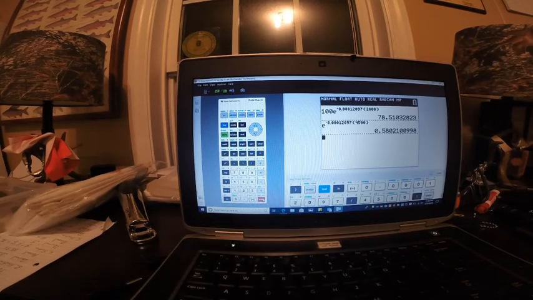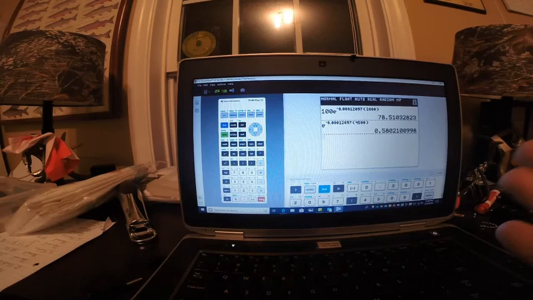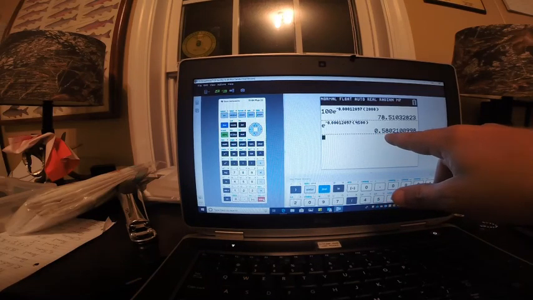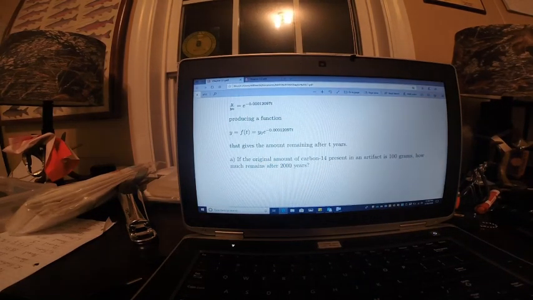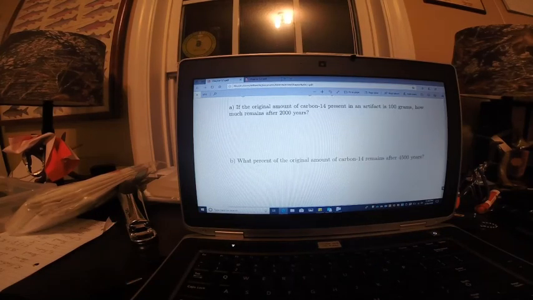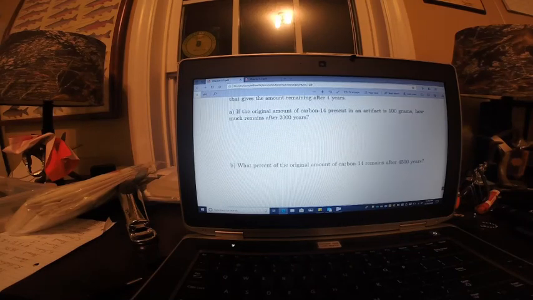So, approximately 58%, because we get 0.58021 on down. Approximately 58% of that original carbon-14 remains after, sorry, 4,500 years, looking at part B. So after 4,500 years, approximately 58% of that carbon still remains in that organism.